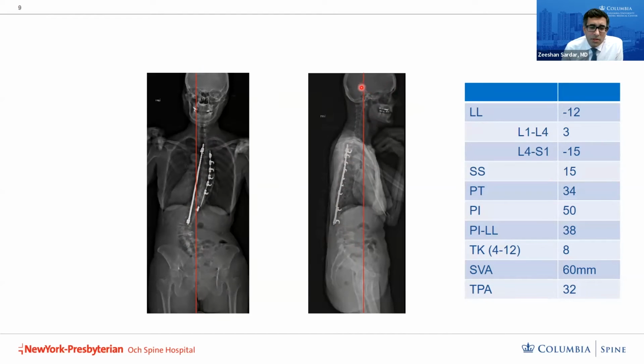I typically assess malalignment in the sagittal plane just based on the cranial axis as well. And so that's the line you see here. But in terms of parameters that we look at, you see the lordosis is only 12 degrees, while the PI is 50. So the PI-LL mismatch is quite high, at 38 degrees. The thoracic kyphosis is only 8 degrees. But the SVA is still about 60 millimeters. So the patient does have some sagittal malalignment.